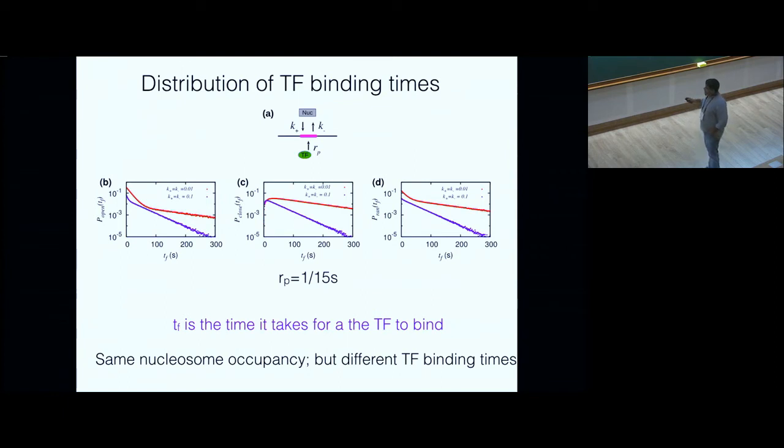What we find is that in these 3 cases, the steady state occupancy is exactly the same. So even if the steady state occupancy is exactly the same, the distribution of the time needed for it to bind would be very different. And this is interesting because biologically what is relevant is this time scale for the transcription factor to bind, not really the occupancy. Therefore, even though experiments would measure the same occupancy, there could be very different dynamics, and this would depend on the stochastic dynamics of nucleosomes. So with the same nucleosome occupancy, you can have very different binding times.